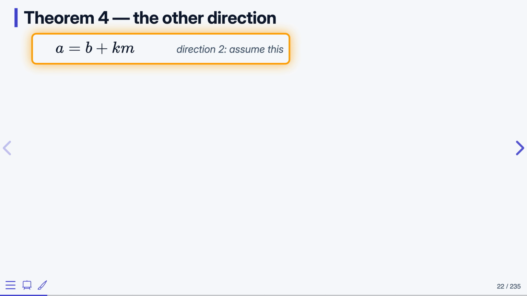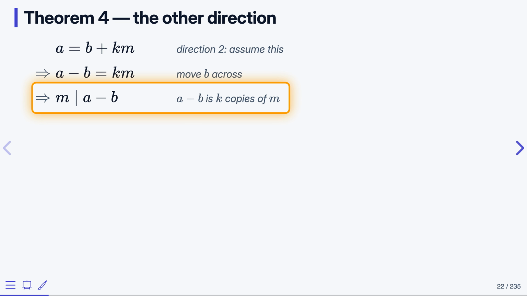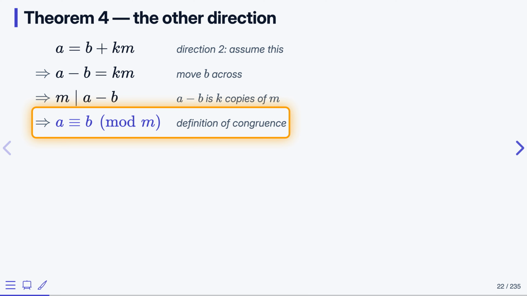Now the second direction, and we run the same reasoning backwards. Line 0, assume a equals b plus k times m. Step 1, move the b across, so a minus b equals k times m. Step 2, that says a minus b is exactly k copies of m, so m divides a minus b. Step 3, and by the definition that means a is congruent to b mod m. Both directions hold, so the theorem is proved.